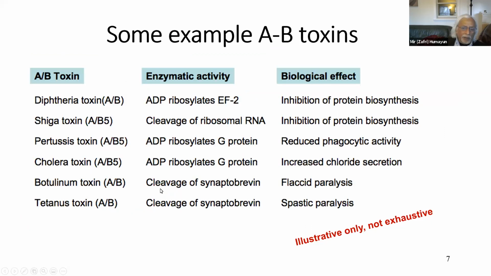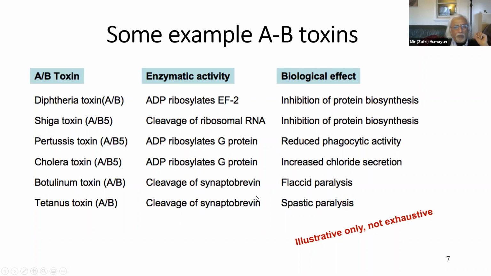First, here is an example. This is a compilation, not an exhaustive compilation, of different AB toxins and their enzymatic activity and their biological effects. You don't need to memorize this, but we're going to see some of the toxins in greater detail anyway in subsequent slides. So the diphtheria toxin, we're going to consider that later. Shiga toxin, we're not going to consider that. Pertussis toxin, yes, we're going to consider that. Cholera toxin, no, we're not going to consider that. Botulinum and tetanus, we're going to discuss them both.